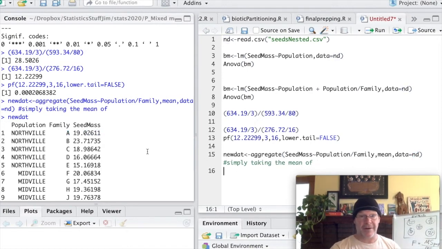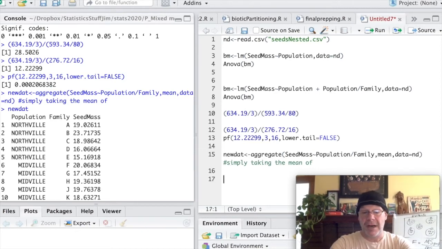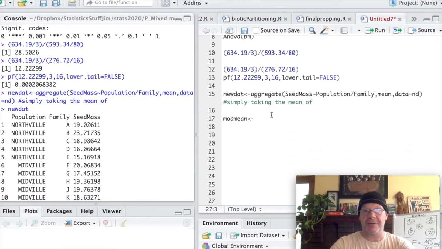Remember, we started out with 100 rows of data. We felt as though, hey, we're going to have a lot of statistical power because we have that. But now I've just said, I don't care, I just want to take the average of that. So let's make a model where we just do that. I'm going to call it mod mean. That makes more sense. And so this is going to be a model where we're just looking at the means.